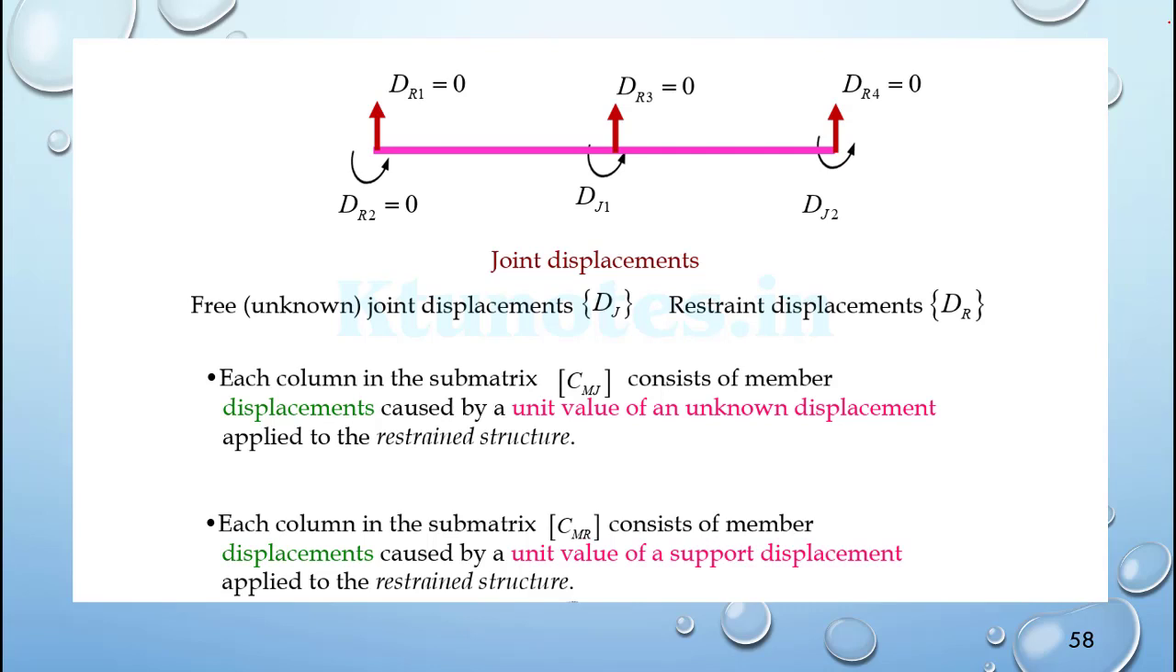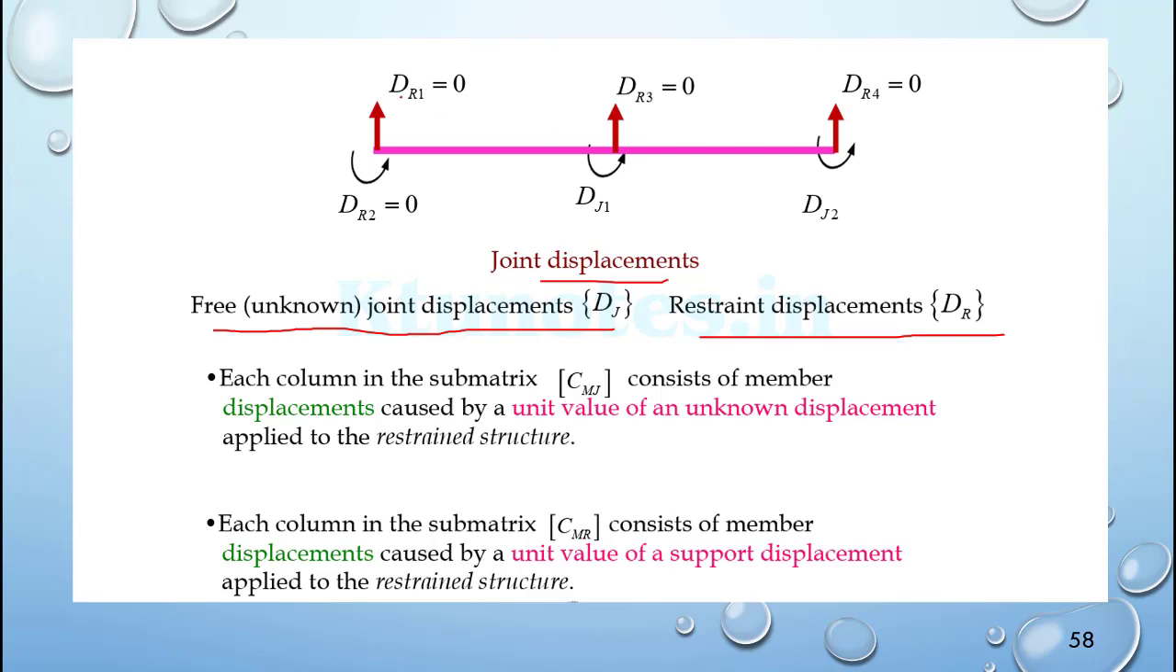We have 3 redundants. So for the joint displacements, we have a fixed end at left, then one more roller at B and roller at C. So the free unknown joint displacements are the dj, and the restrained displacements are dr.